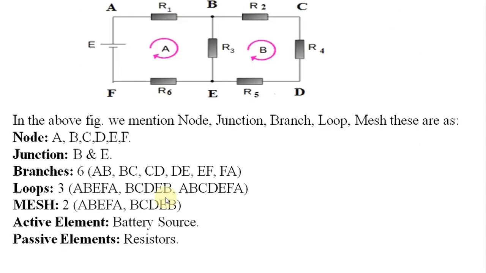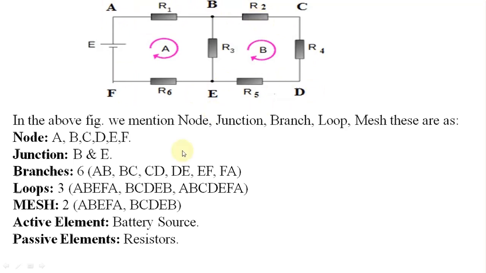So if we want to apply loop onto this network, how do we apply loop onto this figure? We have a total number of 3 loops in this circuit. The first loop is A, B, E, F, A. The second loop is B, C, D, E, B, and the third loop is A, B, C, D, E, F, A. So we have a total of 3 loops in the whole circuit.